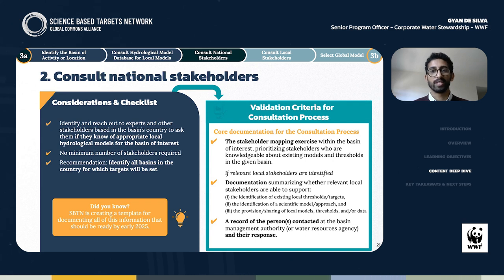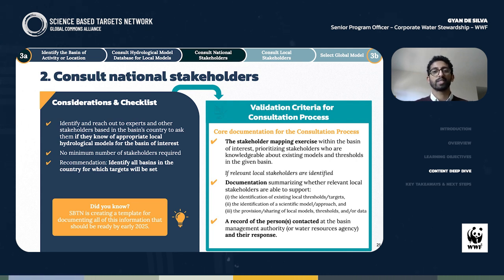In the second phase of the decision tree, a company's search for local hydrological models continues with a national level stakeholder consultation. Here, they identify and reach out to experts and stakeholders based in the basin's country to ask them if they know of any appropriate local hydrological models for the basin. An example of national level stakeholders here are national water authorities or ministries and/or country offices of SBTN Freshwater Hub partner organizations. We recommend companies identify all basins in the country for which they will set targets so that they do this consultation only once per country. Note there is no minimum number of stakeholders required.